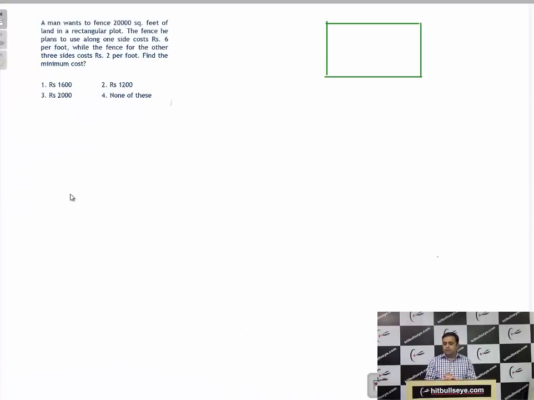Now let us consider the plot. Let us say this is the rectangular plot and this is the side whose length is x and whose cost is rupees 6 per foot, and similarly this side will be of length x, and since the total area of the plot is 20,000 square feet, that means this side will be 20,000 divided by x, as well as this side will be 20,000 divided by x feet.